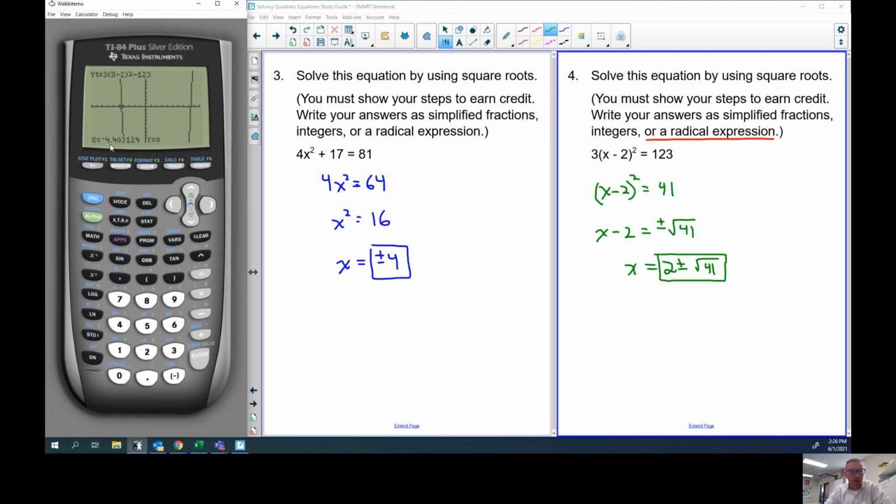And that is right there, about negative 4.40. Okay, we'll just leave it as that though. And then let's do 2 plus the square root of 41, and that should be that one right there. Yep, about 8.40.